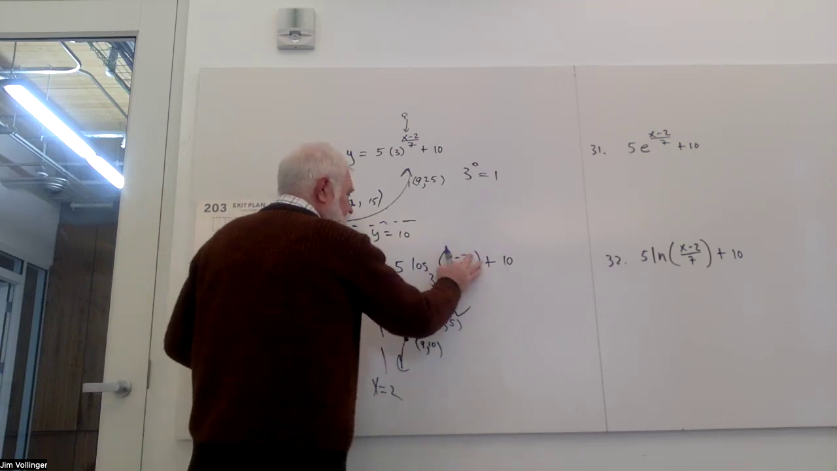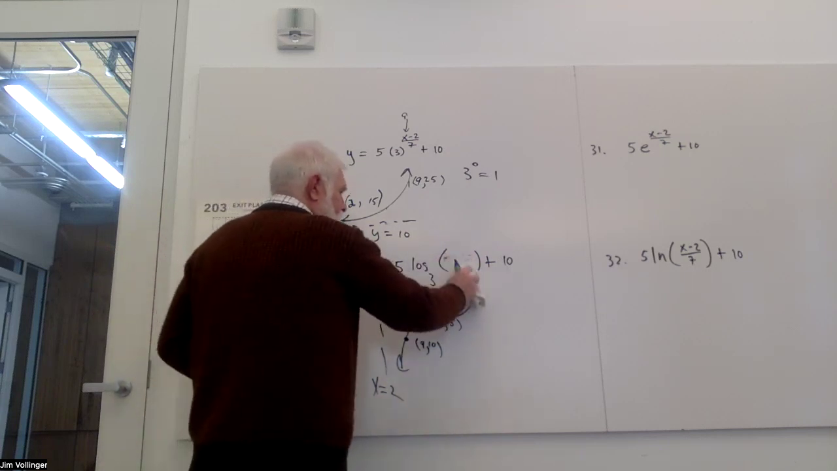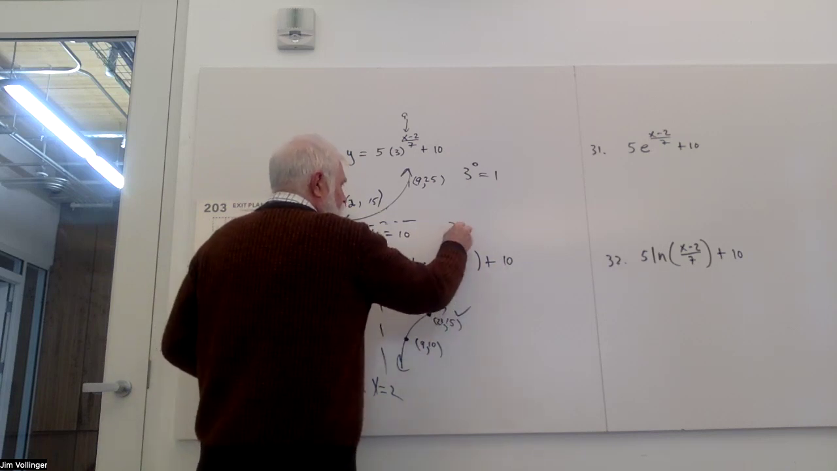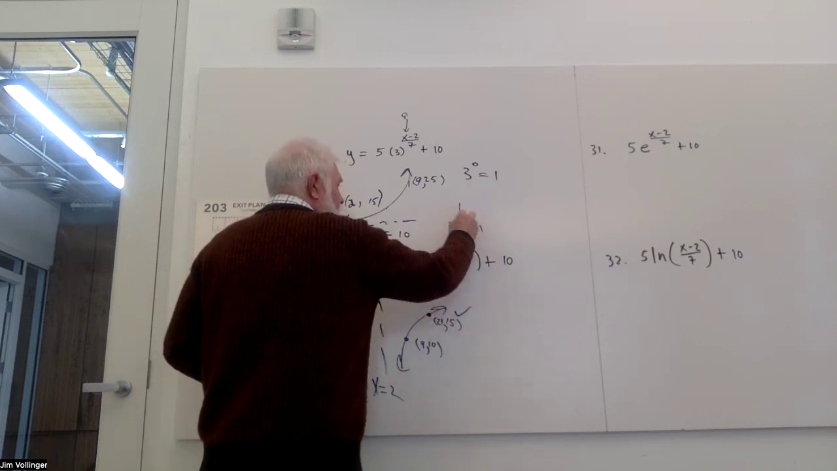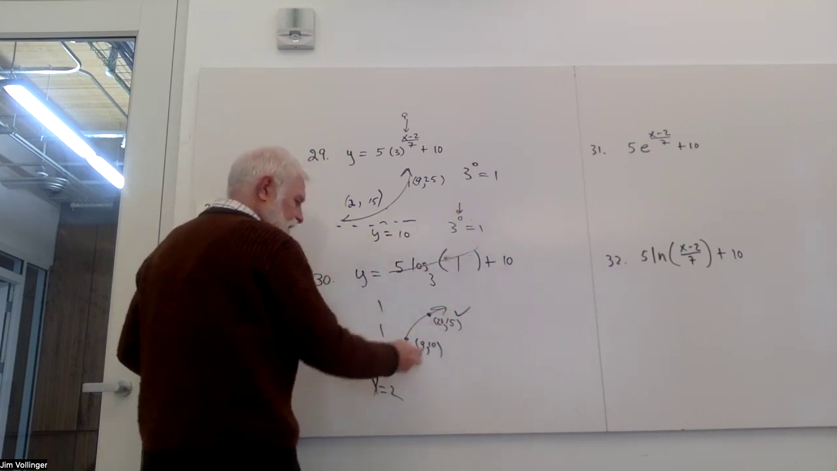9 minus 2 is 7. What's 7 divided by 7? 1. What do you put on top of the 3 to get a 1? 0, you say. 0 times anything gets me an answer of 10.